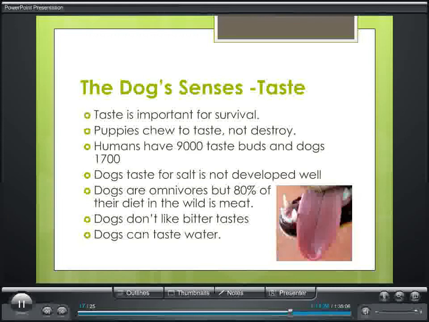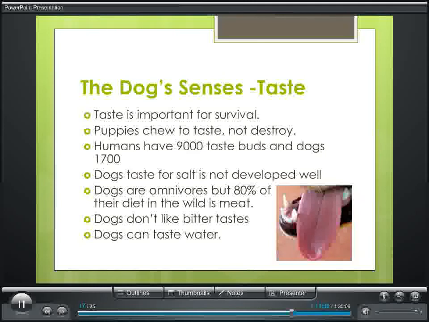Now look at humans compared to dogs. Humans have a much higher developed taste system than dogs do. 9,000 taste buds compared to 1,700. That's a big difference. Now, dogs don't have the taste for salt. It's not needed. Dogs in the wild are mostly eating wild meat, which is full of salt, so they don't need to go out and hunt for salt. So therefore, it's not a necessity for them to have that.